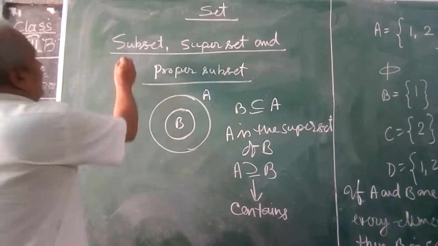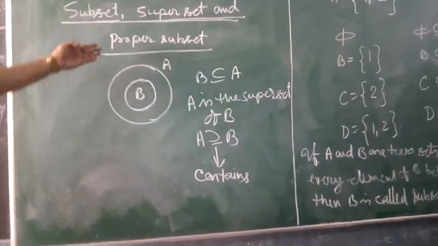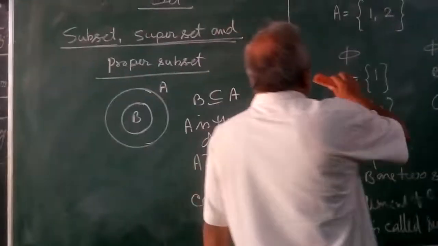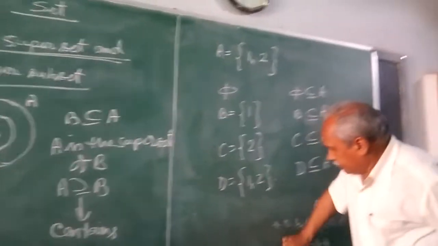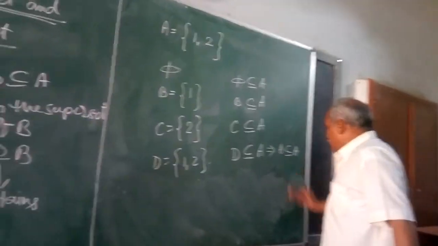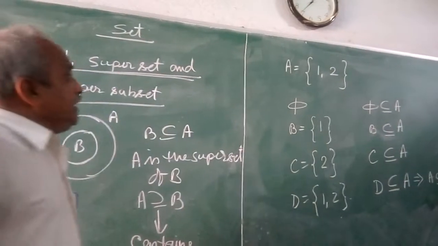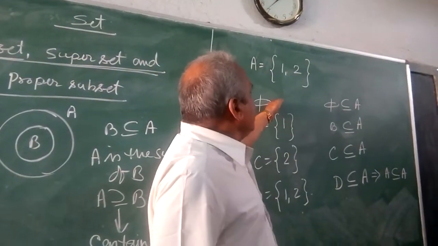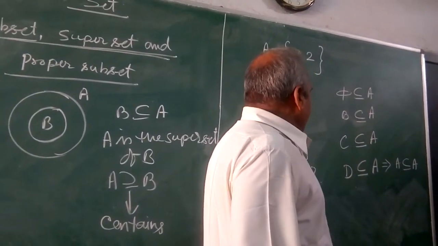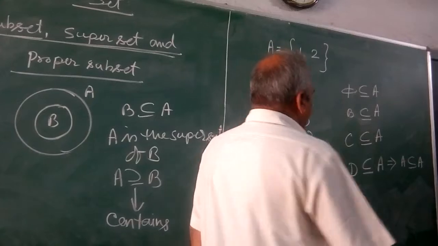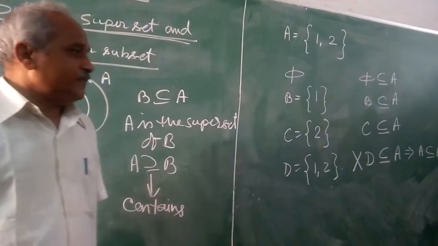Thus, we have discussed the subset and superset. Okay. Now, a term comes here, proper subset. By proper subset, you see here, from the previous example, you see phi is a subset of A, B is a subset of A, C is a subset of A, and D is also a subset of A. But D is not a proper subset of A.